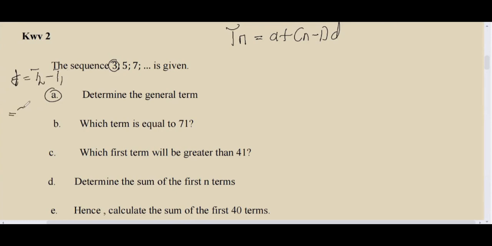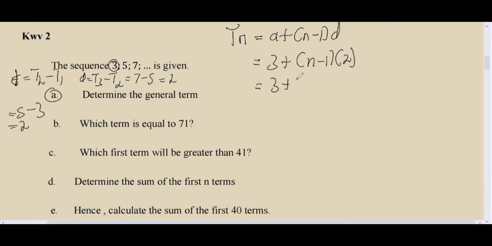So what's our T2? It's 5 minus 3, that's equal to 2. And then again, we can say T3 minus T2, that's 7 minus 5, also equal to 2. So a is equal to 3, and then (n minus 1), then d is equal to 2, right? That means we have 3 plus 2n minus 2. This gives us 2n plus 1. So that's our Tn. Just like that, you have found your general term. Then we are done with A.